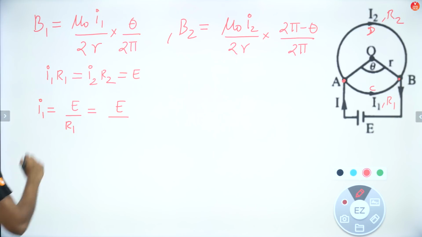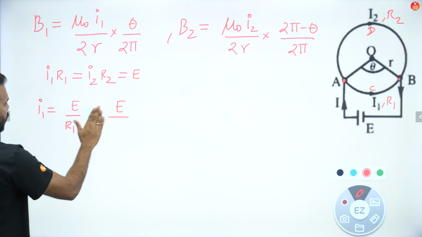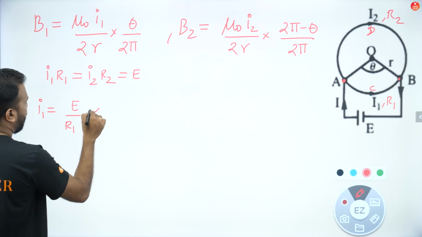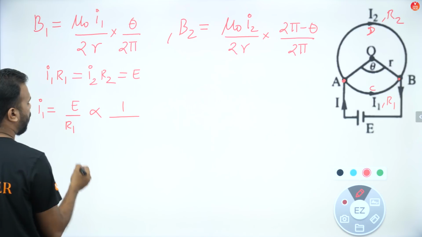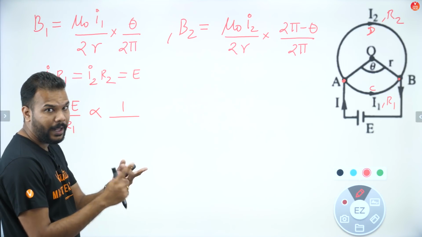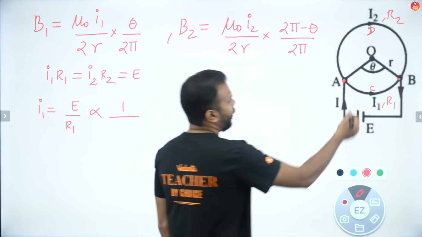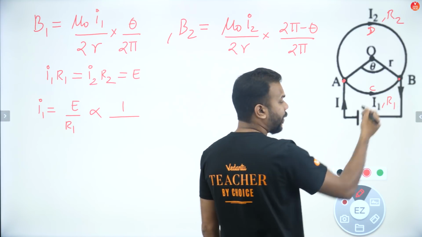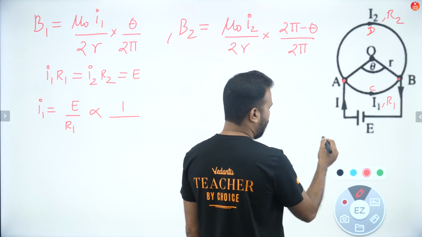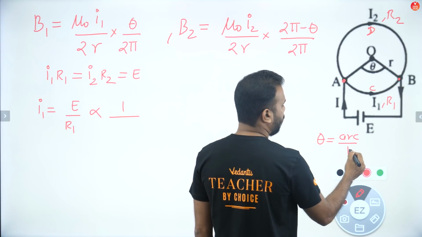We know that the resistance is equal to rho L by A. So if we start writing the proportionality here, guys, then can I say that this current will be proportional to 1 upon resistance, which is rho L by A? Rho is the same for the entire wire, and the area of cross section is the same, so it will be directly dependent upon this section length.